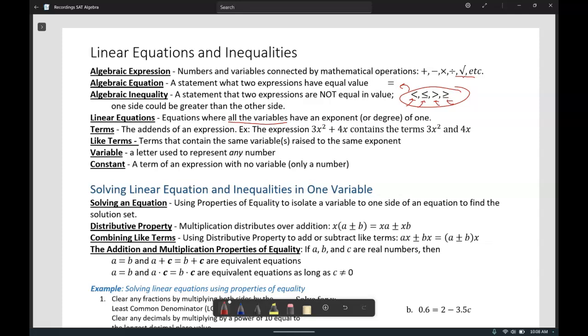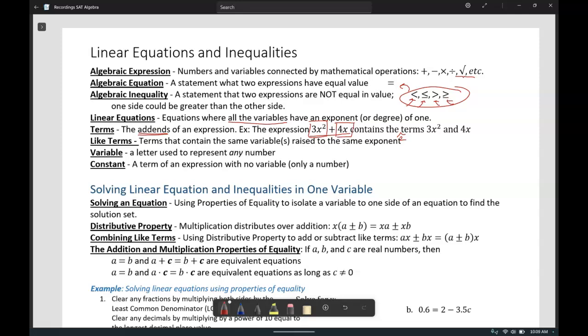Terms are the add-ins of an expression, the things being added or subtracted together. Okay, it could be either addition or subtraction. We just use the term added both, such as the expression 3x squared plus 4x contains two terms, 3x squared and 4x, because these are being separated by an addition.